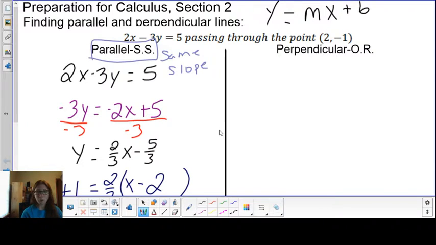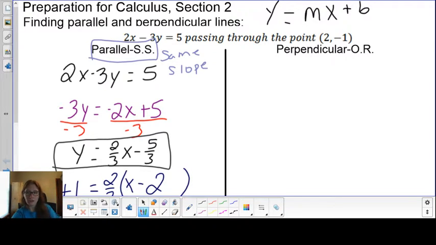Next, we're going to find a perpendicular line. And with this one, we would again put it into slope-intercept form, but we've already done so. It is already in slope-intercept form for us. We did that right here. And that OR in this case stands for the opposite.